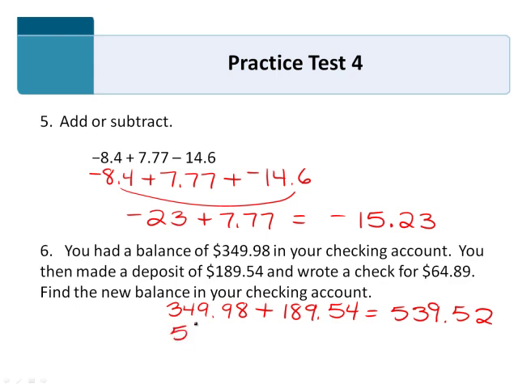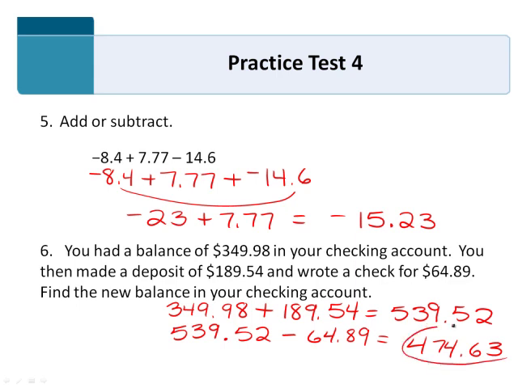Now, then it says you wrote a check for $64.89. Well, whenever you write a check, that's taking money out of your account. So you take the 539.52 and subtract 64.89. And when we do that, you get 474.63, and that is the amount in your checking account. All right.